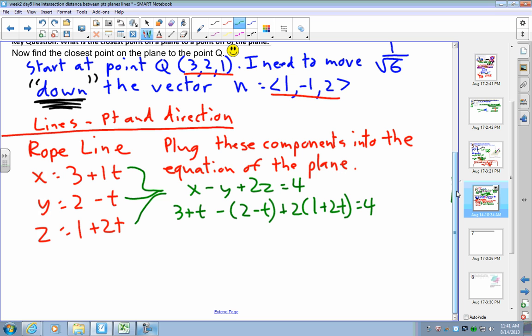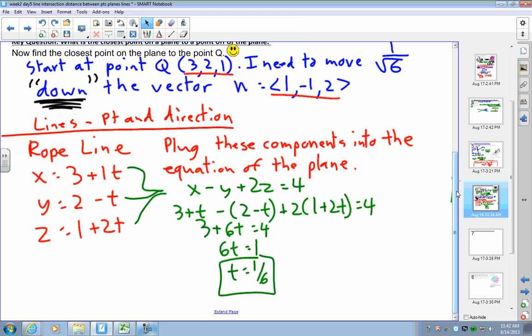So let's see here. When I do that, I'm going to get 3 plus 6t equals 4. So then 6t equals 1 and t equals 1/6. That's the time parameter that tells me how long I need to walk down that line. Again, I use the word down lightly, quote unquote down. So 1/6 the way down that line will give me that time component.